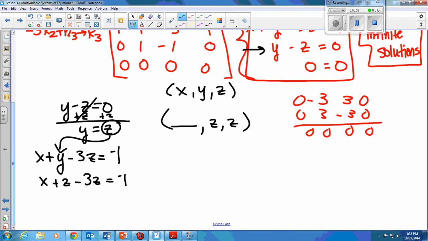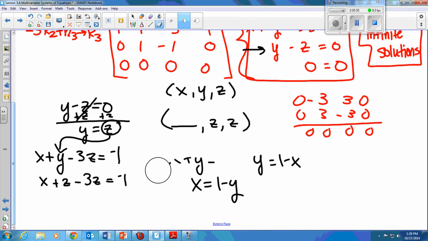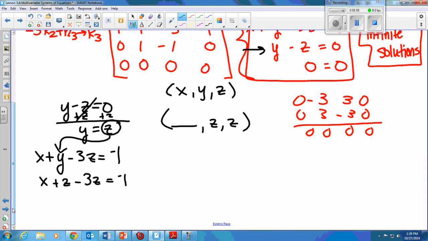So if you had like x plus y equals 1, you could write x in terms of y, couldn't you? You could also write y in terms of x. So this is y in terms of x. This is x in terms of y. All I'm doing is writing all of my answers in terms of one variable. I just happen to have chosen z. You could have chosen y. Okay, so what is z minus 3z?